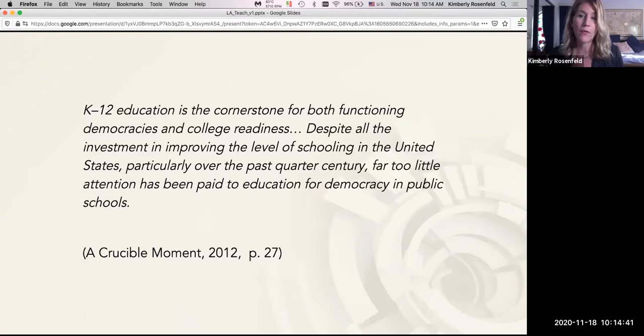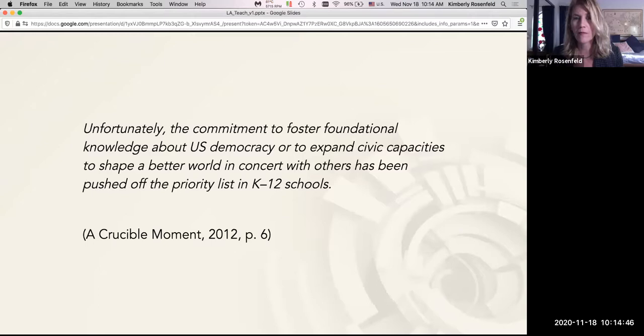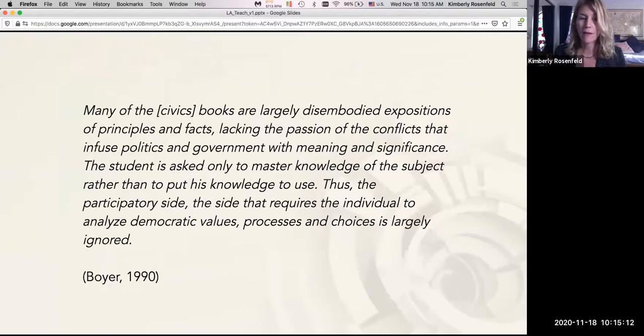A couple more quotes to share with you, again, from A Crucible Moment. Unfortunately, the commitment to foster foundational knowledge about U.S. democracy or to expand civic capacities to shape a better world, and I kind of want to land on that, a better world, right? We started with those big wicked problems that are plaguing us all, in concert with others, has been pushed off the priority list in the K-12 schools, just when we need it the most.